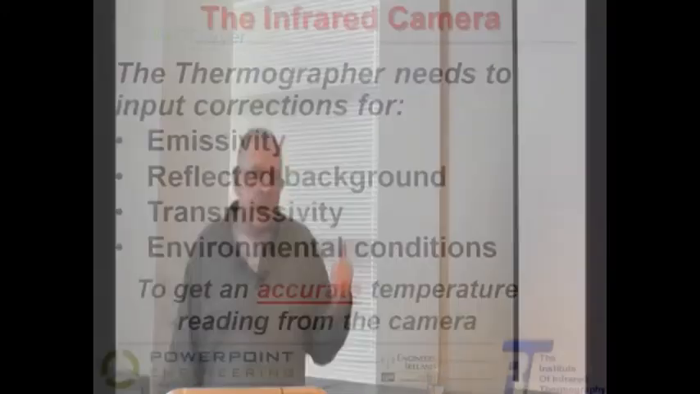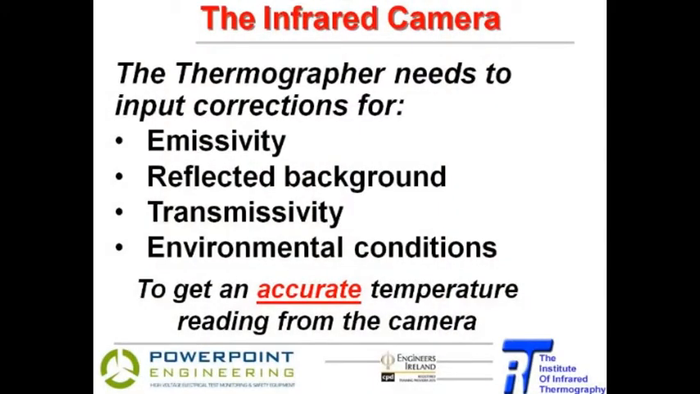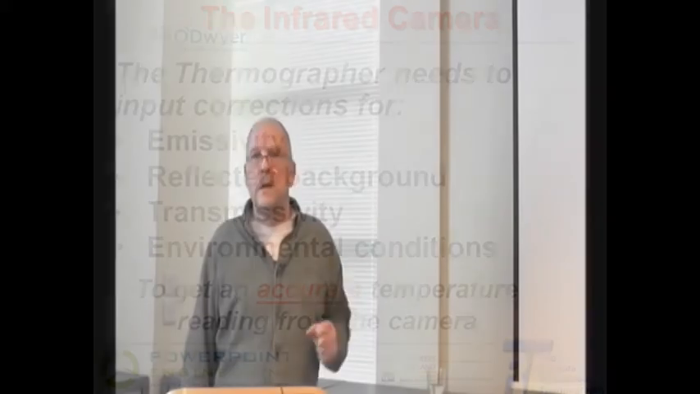We need to correct for emissivity, reflective background, transmissivity, the amount of losses through objects that do allow some infrared to pass through, and environmental conditions. If you're looking at something outside, a connection on a power supply coming into a building, or some kind of connection on a distribution system, and it's windy and it's in the winter, you're going to get a totally different reading than if it's in the summer on a still day. So we have to account for environmental conditions if we want to know whether it's a fault condition, and if we want to get accurate temperature readings from the camera. We can get accurate readings, but we have to account for those variables.